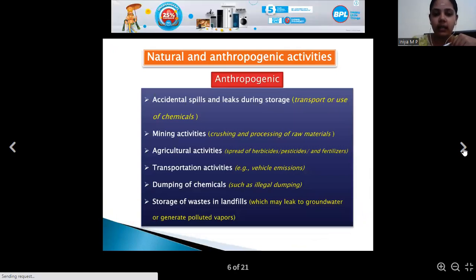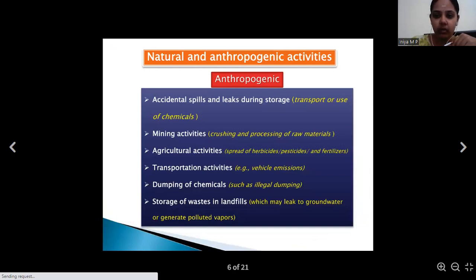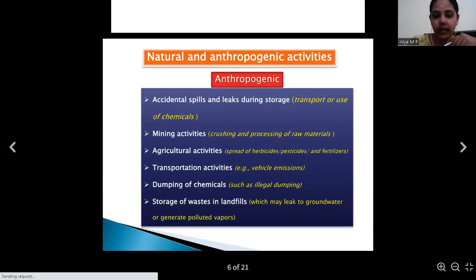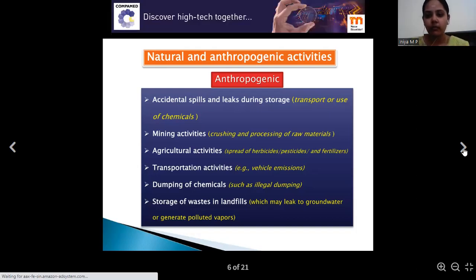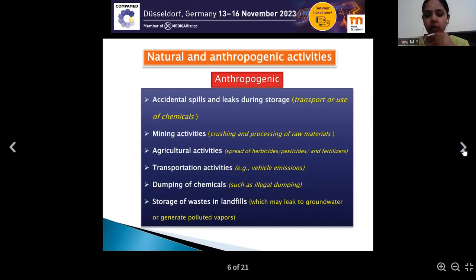The accidental spills and leaks during the storage, transportation or use of chemical processes, then mining activities, crushing and processing of raw materials, agricultural activities, spread of herbicides, pesticides and fertilizers, then transportation activities, for example vehicle emissions, then dumping of chemicals such as illegal dumping, then storage of waste in landfills which may leak to groundwater or generate polluted vapors.